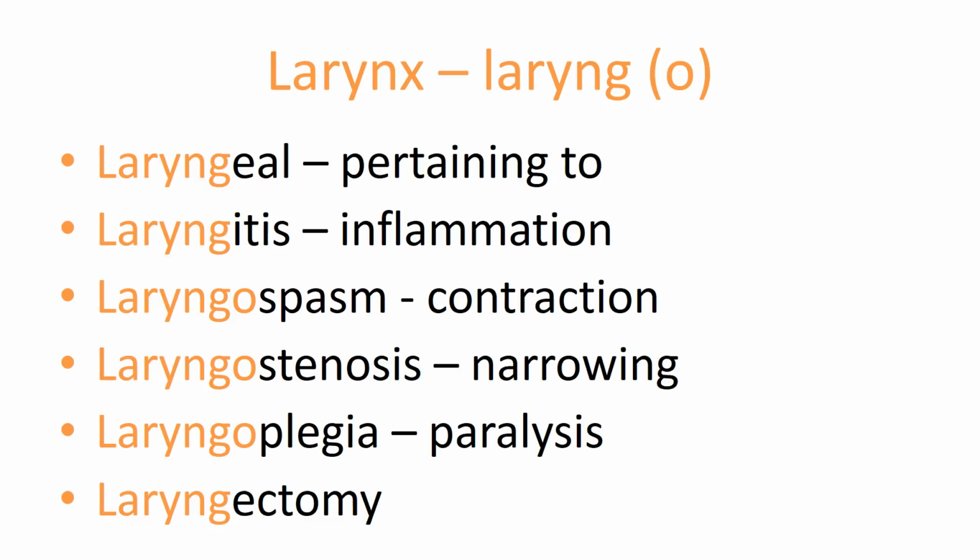Laryngostenosis. Stenosis means a narrowing. So a laryngostenosis is a narrowing of the larynx, again potentially causing obstruction of the upper airway. Laryngoplegia. Plegia means paralysis of. And laryngectomy would be a surgical removal of the larynx, very often for cancer in that area.